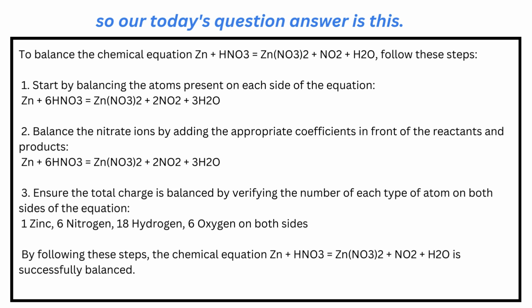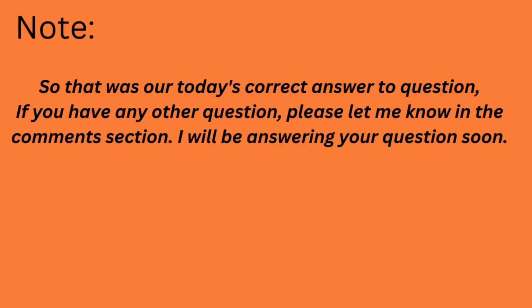By following these steps, the chemical equation Zn plus HNO3 equals Zn(NO3)2 plus NO2 plus H2O is successfully balanced. So that was our today's correct answer to the question.